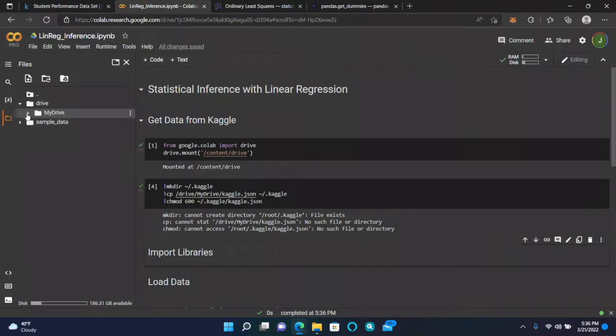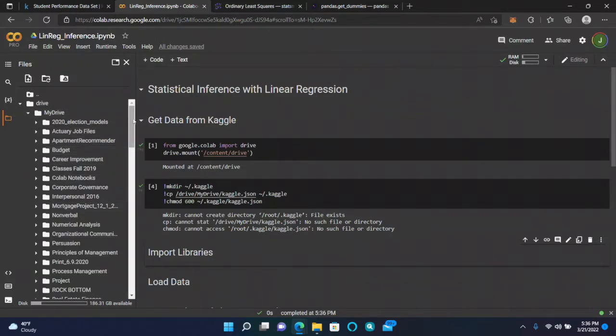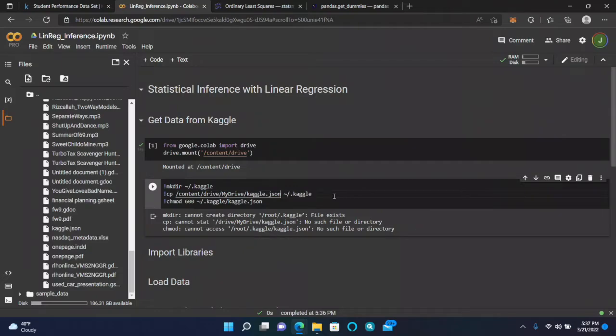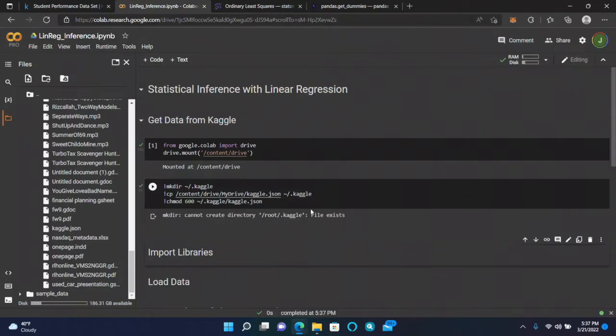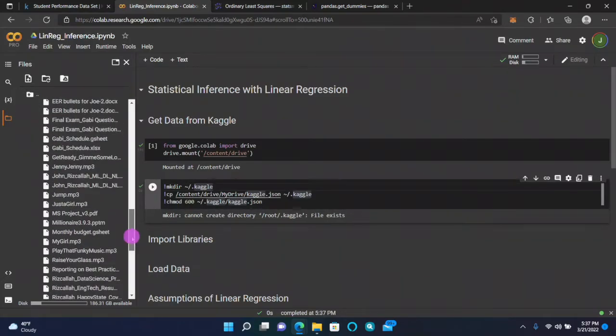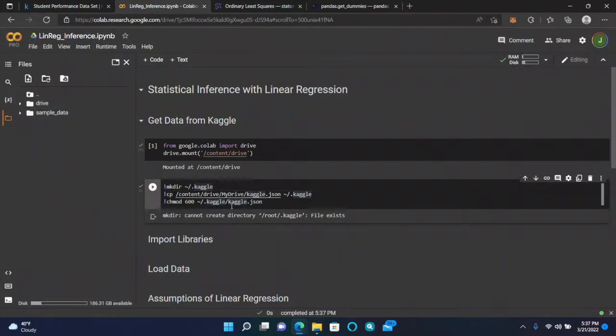Let's go into my drive here and see what is going on, because that kaggle.json does too exist. It's right here. See that? What am I doing wrong, I wonder? Whatever, it worked now. Great. Alright, let's go back up and close this.